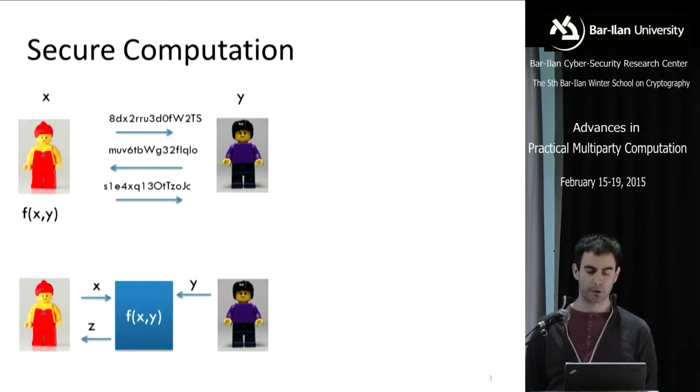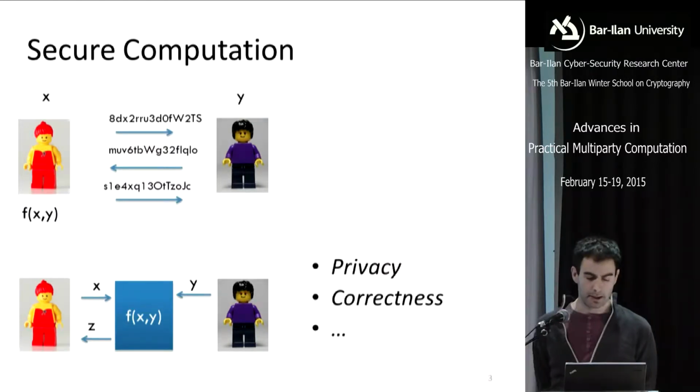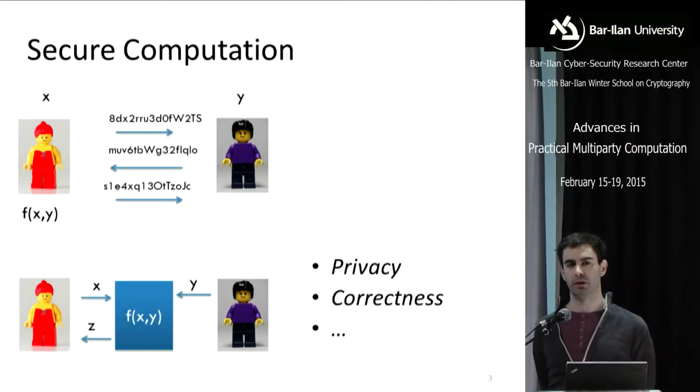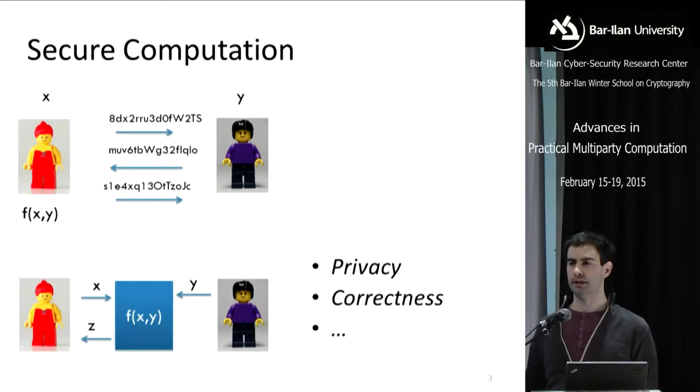Also, inside the box it says f of xy, which means that the box actually computes the function that you want to compute. And you can make a list of these properties if you want, like privacy of inputs, correctness of output, and other things. But the way we prove security, which I'm not going to do so much today, is by comparing the execution of this protocol with this setting, with this magic box that computes the function for us.